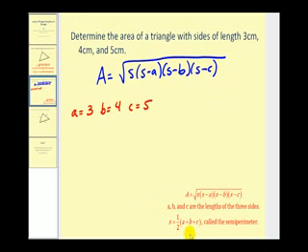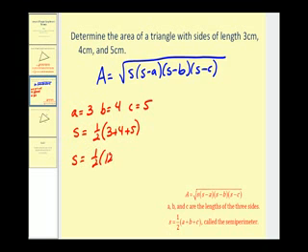Remember, S is the semi-perimeter or half of the perimeter. So let's go ahead and find the value of S. It's going to be 1/2 times the quantity 3 plus 4 plus 5. That's going to give us 1/2 times 12. So S is equal to 6. So now we can go ahead and apply the formula. Replace S with 6, A with 3, B with 4, and C with 5.